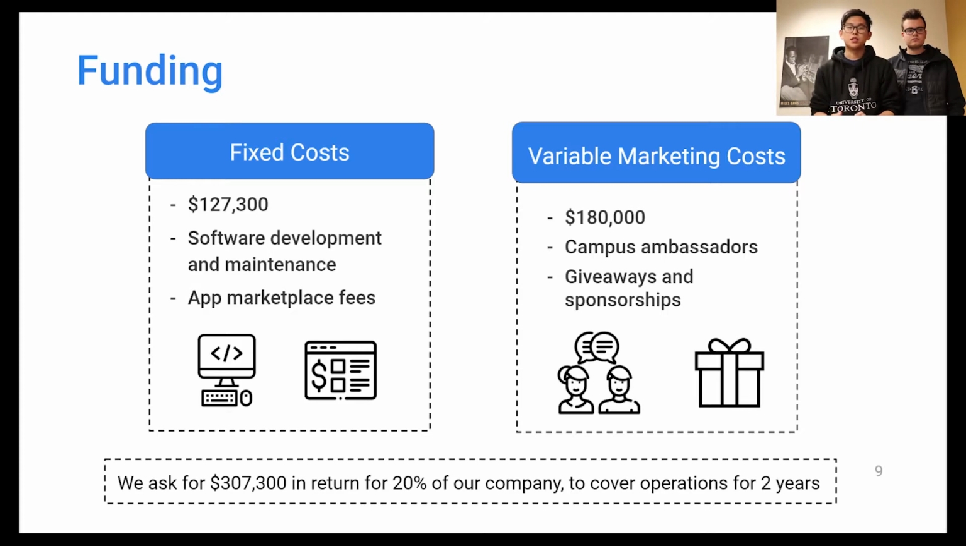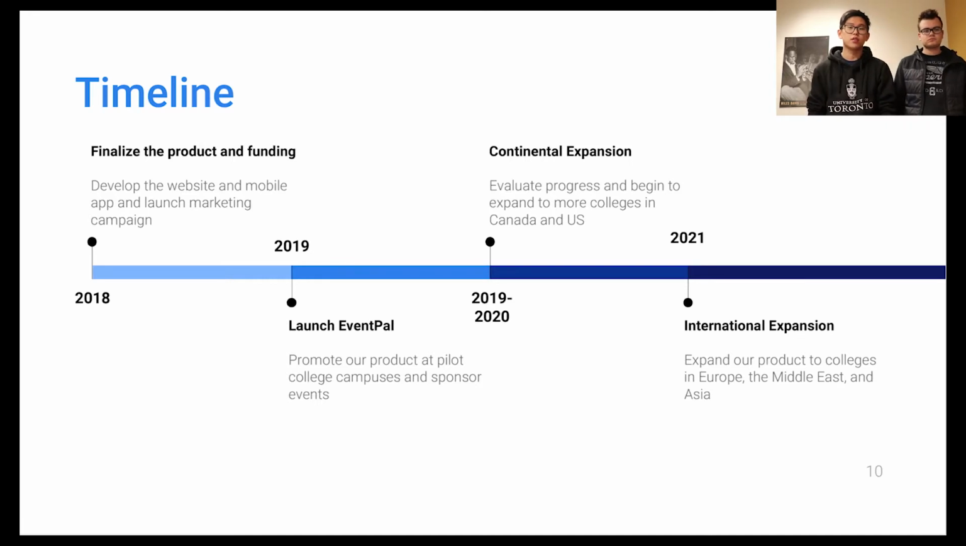So finally, our proposition is you give us $307,300 in return for 20% of our company to cover operations for the next 2 years. Our timeline for spending this money and continuing on into our future is, by the end of 2018, we'll finalize our product and our funding, in addition to starting marketing for our product to build up the excitement for our great release in the beginning of 2019. As 2019 comes by, we'll launch EventPal formally on the App Store and the Google Play Store, in addition to revving up our marketing efforts in pilot campuses.